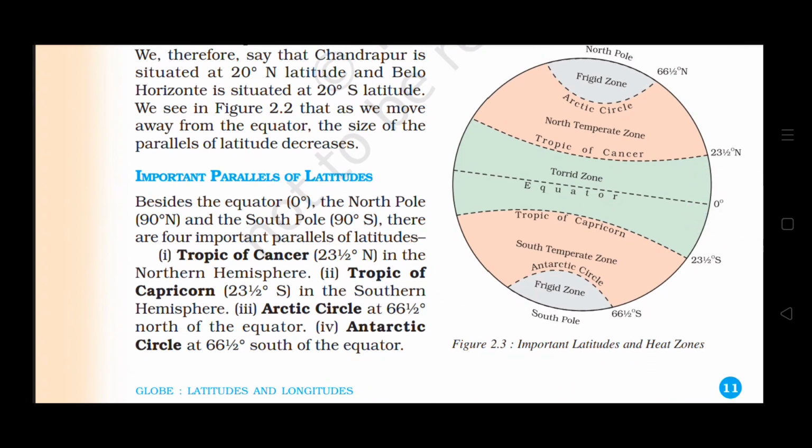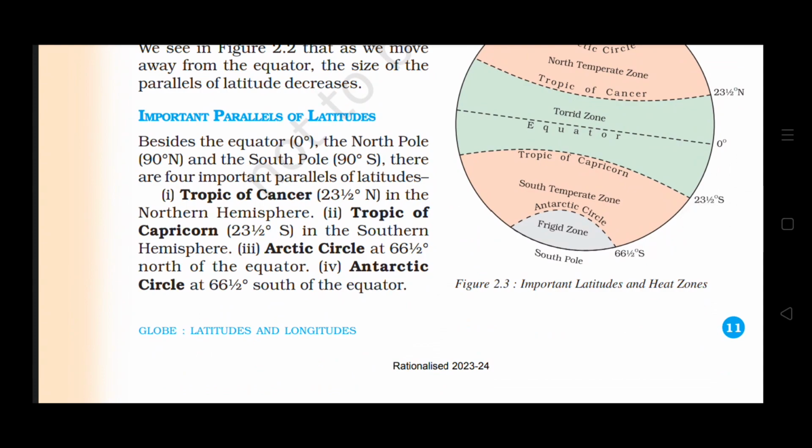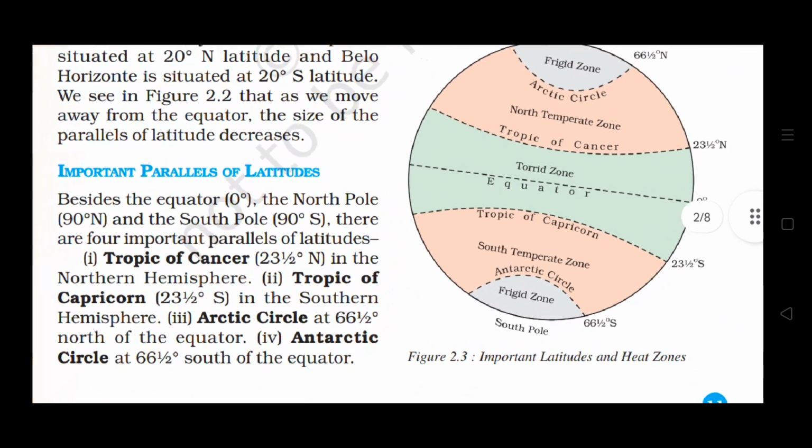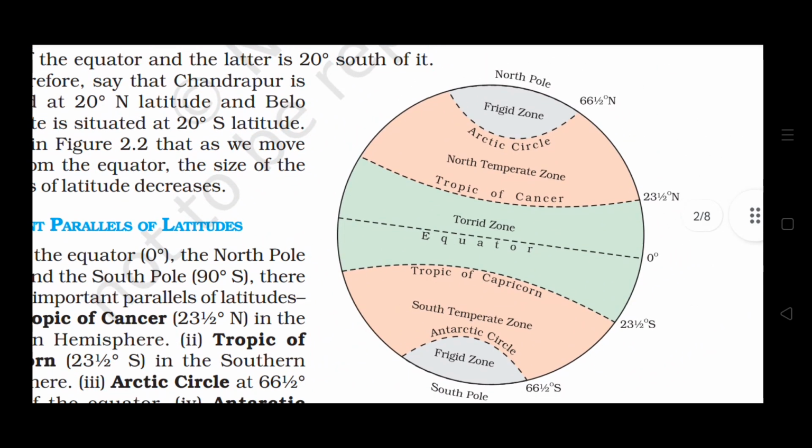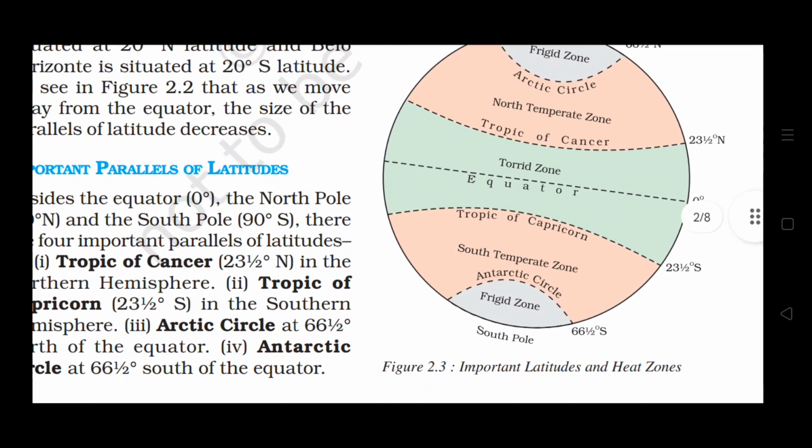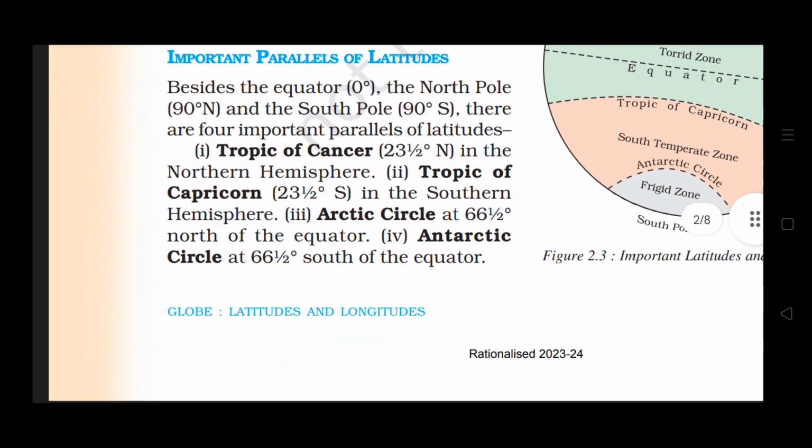Important parallels of latitudes. Now they are discussing some important parallels of latitudes. Besides the equator, which is 0 degree, the north pole 90 degrees north, and the south pole 90 degrees south, there are four important parallels of latitude, so we will be discussing some more facts here. As you can see in this diagram also, children, they have clearly given the important latitudes. At 0 degree you get the equator, at 23.5 north you get the Tropic of Cancer, at 66.5 degree north you get the Arctic Circle, at 23.5 south you get the Tropic of Capricorn, and at 66.5 degree south you get the Antarctic Circle. We will be discussing those lines also in depth.